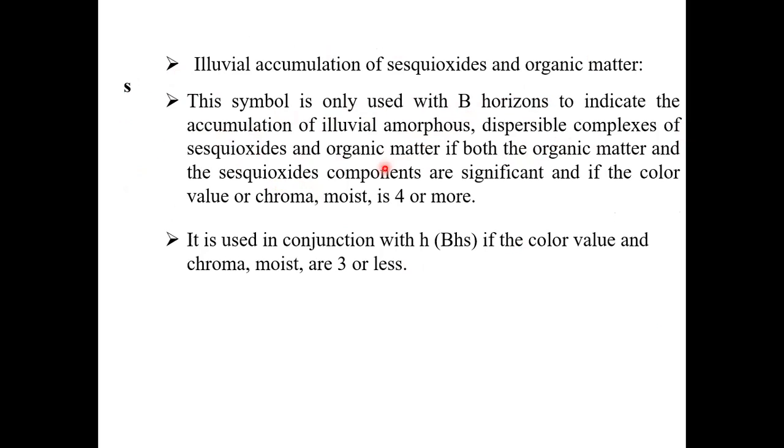So all these materials will come in, and also the color value of chroma in moist condition will be more than 4. It is used in conjunction with the H. Sometimes it will be combined with H also, so that's why we give the notation called BHS. If the color value or chroma is less than 3, it comes in as BHS. If it is more than 4, it will be only BS. So like this, students, we will continue.